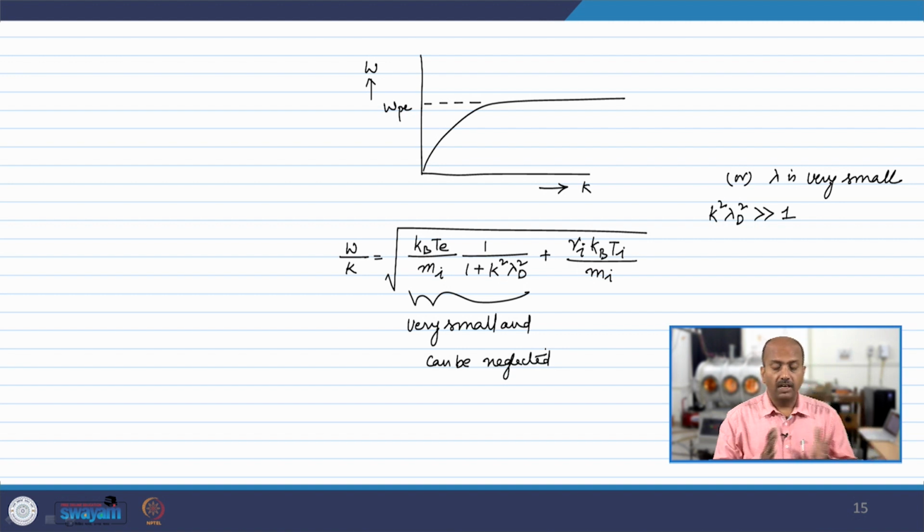So, this is the difference when we compare the ion-acoustic wave in the presence of plasma approximation and in the absence of plasma approximation. Right. So, we will conclude this discussion here.